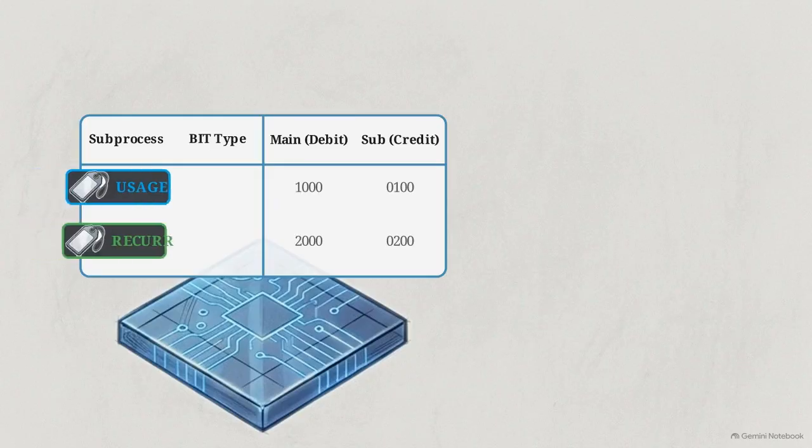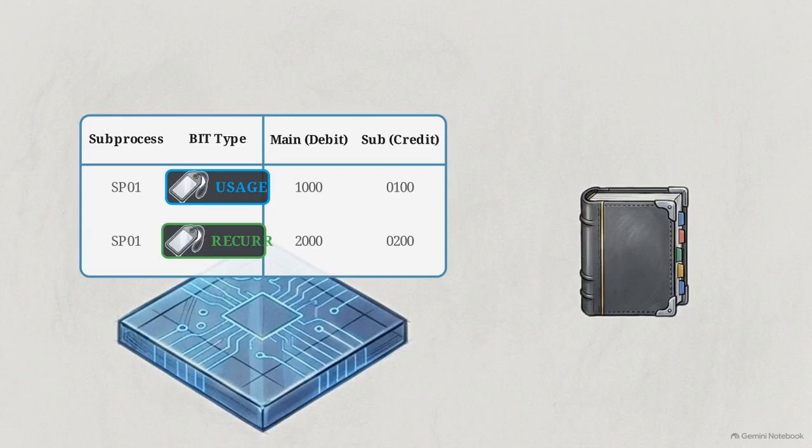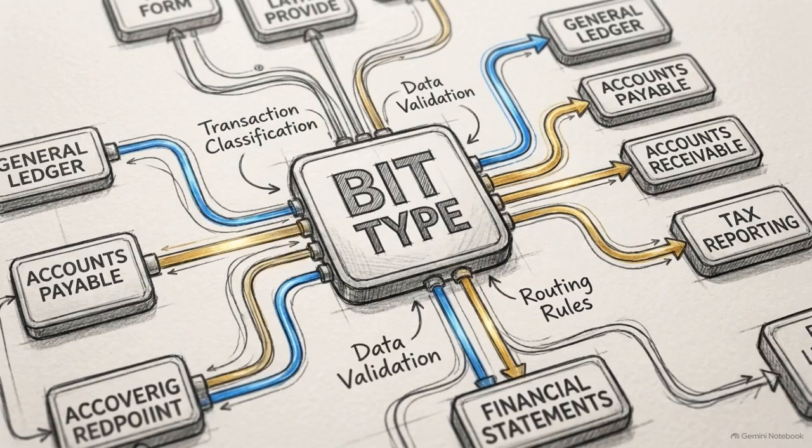It reads the incoming subprocess and bit type as inputs, outputting a specific debit and credit transaction pair. A usage charge and a recurring charge on the exact same contract will automatically route down completely separate accounting paths. The bit type governs the automated accounting logic for every individual transaction passing through the system.